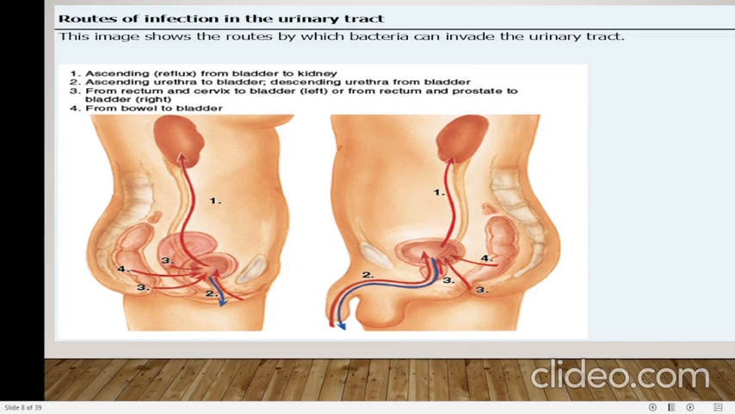Three, from the rectum and cervix to the bladder. Four, from the bowel to the bladder. So ladies and gentlemen, these are some of the routes of infection in the urinary tract.